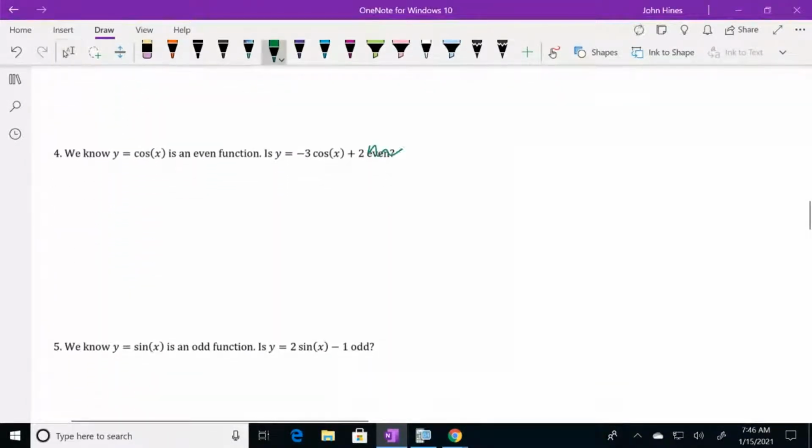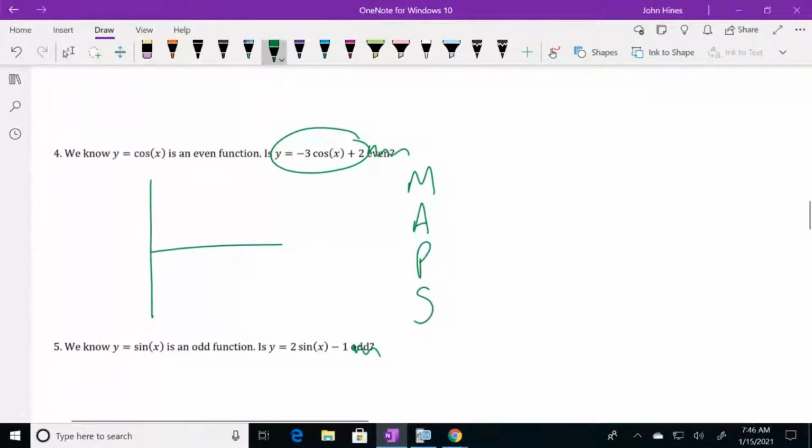We haven't talked about even or odd yet, so let's just graph this. Let's just graph this and sketch it and see what we can do. All right, let's do a little MAPS here. Midline, amplitude, period, shape. Midline, that's your plus, y equals 2. Amplitude, careful, the amplitude is always positive. We have to remember, even though we see a -3 out front there, the amplitude is just 3. We haven't changed the period yet.